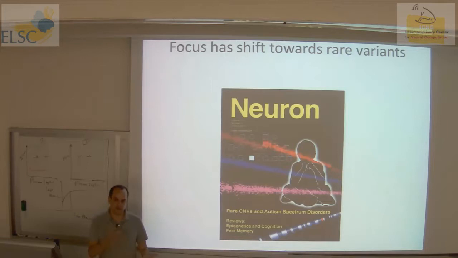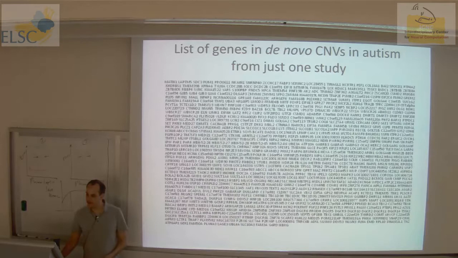So here I plotted for you the list of all the genes under those de novo copy number variation. So we have this list. What do we do with it? So this is one of the problems that we need to deal with. There are a lot of genes. These are large regions, and we don't know which one is really causing autism and which one is just near a gene causing autism.